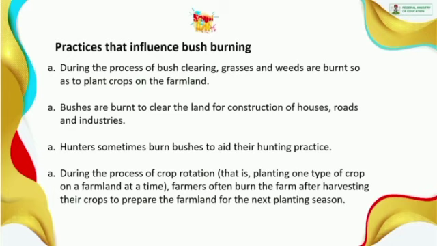Okay. Four. During the process of crop rotation, that is planting one type of crop on a farmland at a time, farmers often burn the farm after harvesting their crops to prepare the farmland for the next planting season. This is done in order to make sure that there are no remnants of the previously planted crops in the soil so that they do not regrow again when another type of crop is being planted on the same land.